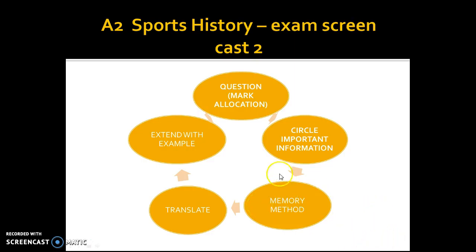Over the next two to three weeks before the exam, you can use this when you want. There are no mark allocations for this one, but circle important information, see if there's a memory method you could use, translate it, and then extend it with an example. If you feel you can pause it straight after the question, do so. If not, move on to the memory method. I'll explain why that memory method is used, and then you see if you can answer the question. The idea is that you fill in your grids before you come on Saturday.